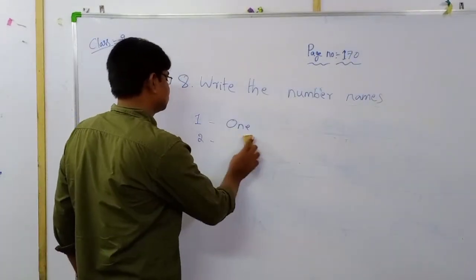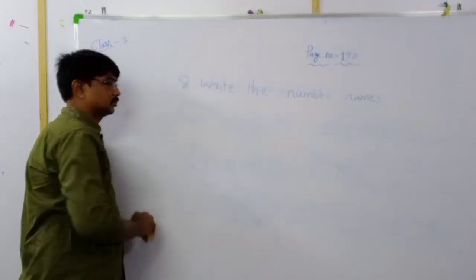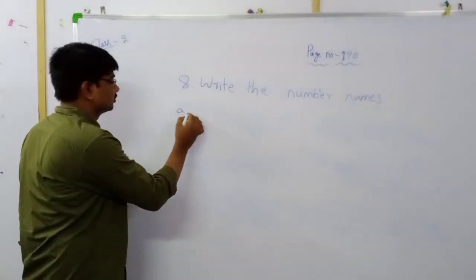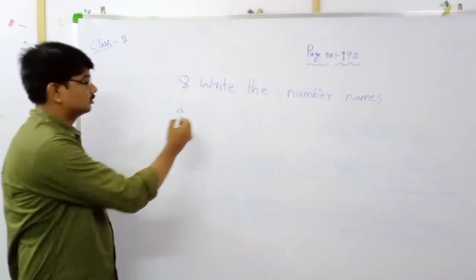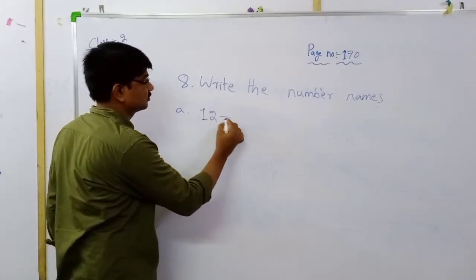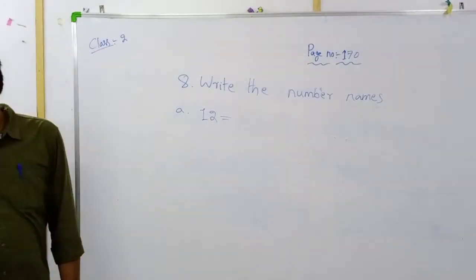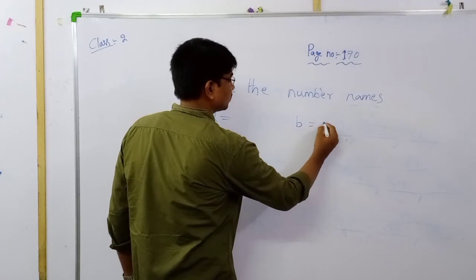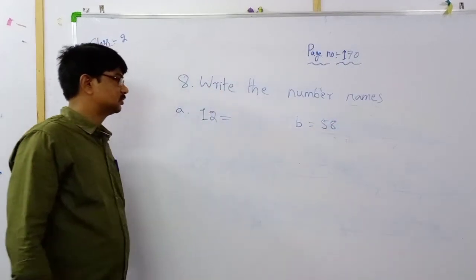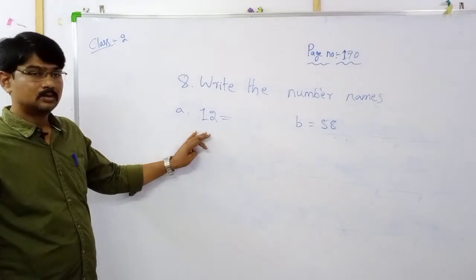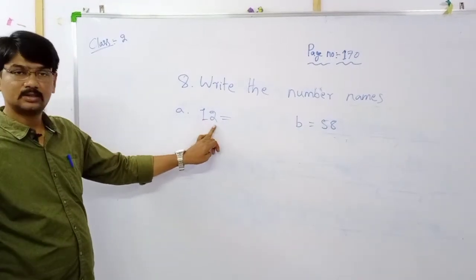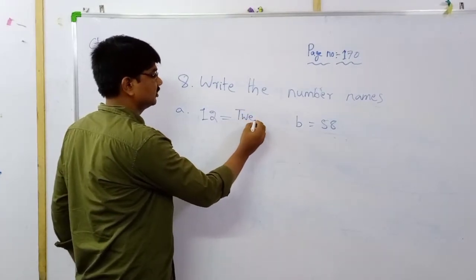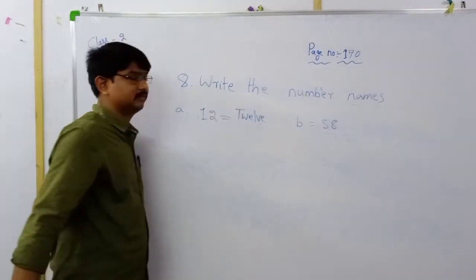Just according to 8th question, some numbers are given there. Page number 170. A, 12 is given, 1 to 12. Next, 58 is given, B, 58. Just look at this. What is here? 12. What is its number name? T W E L V E, 12.